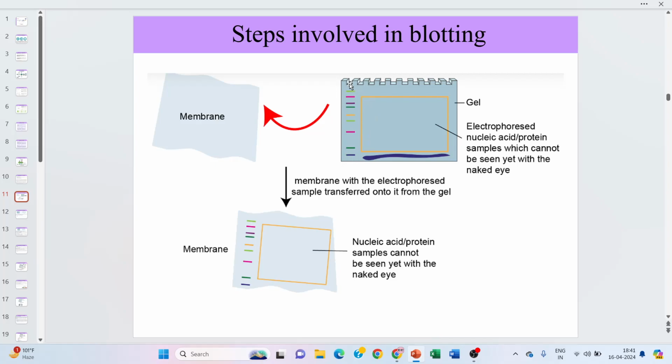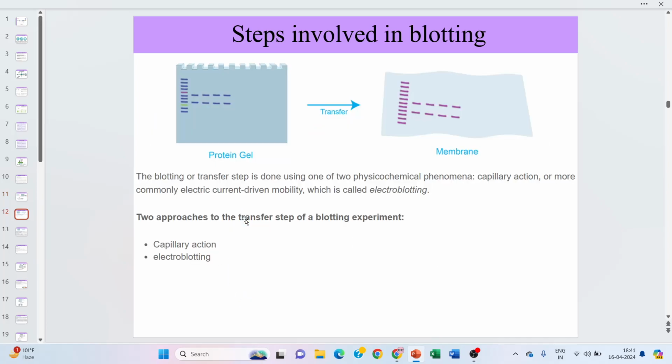You can see the ladder here. This ladder is visible, right? You will be able to see the ladder in the membrane too. So nucleic acids and proteins and samples cannot be seen with the naked eye, but the ladder can be seen because it is colored. Correct. So you will see the ladder.